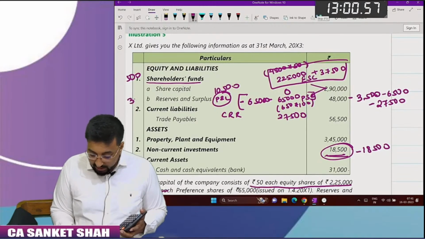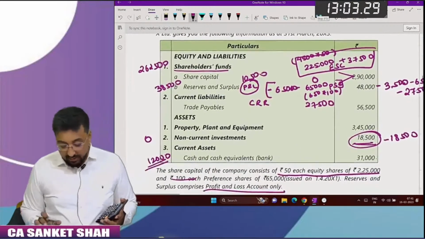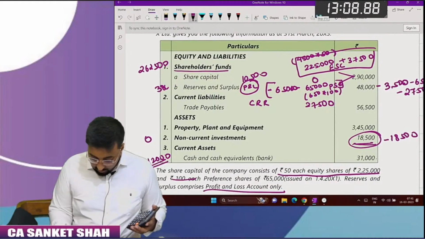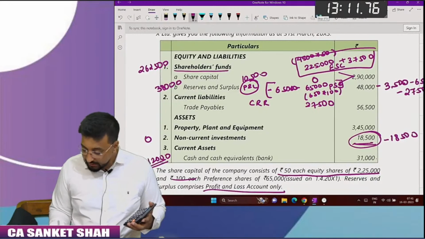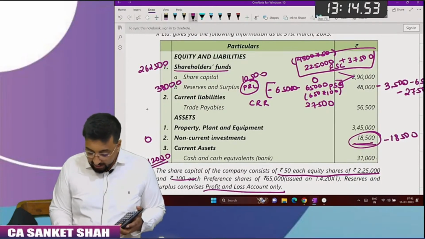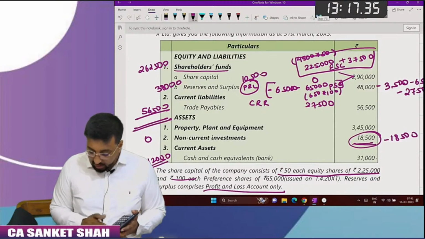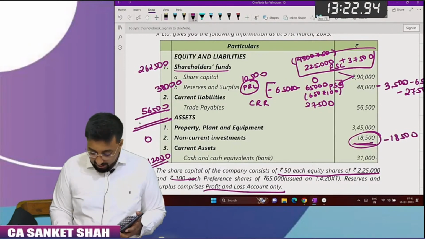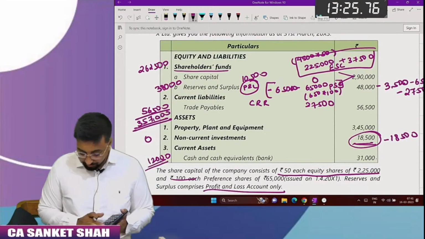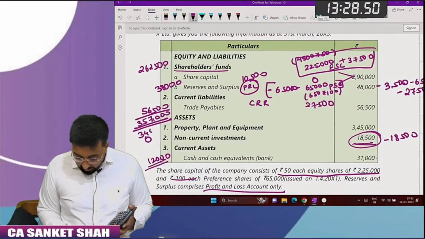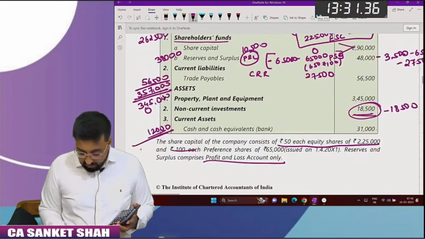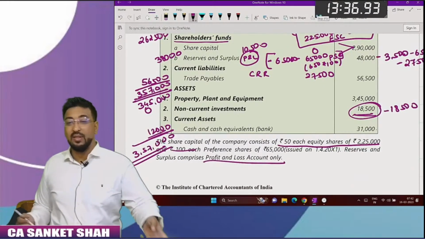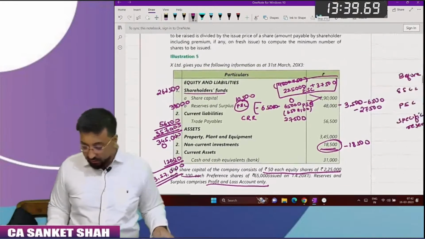तो बेटा आपको अपडेशन समझ में आया क्या? सो बैलेंस शीट को अपडेट करना है 38,000. उसमें से P&L 10,500 एंड CRR 27,500. Trade payable as it is 56,500. So what is the balance sheet total liability? 262.5 plus 38 plus 56.5. So my balance sheet total 3,57,000. Property, same as it is 3,45,000 plus 12,000. Yes, my balance sheet is tallying at 3,57,000, tallied on question.